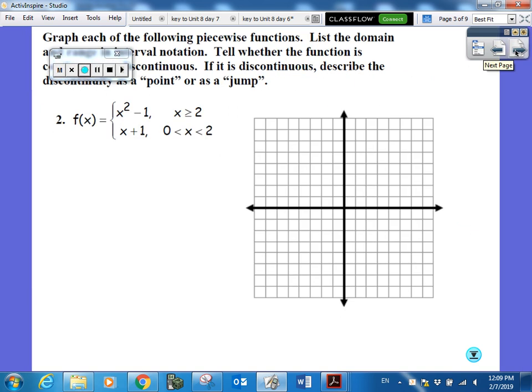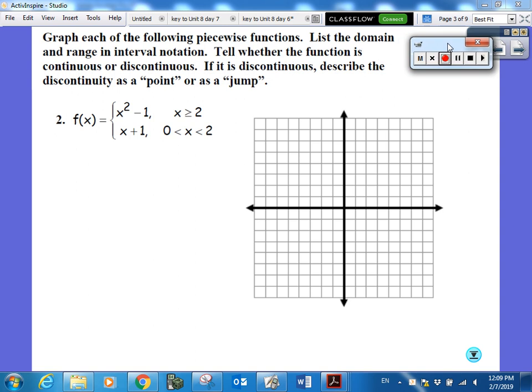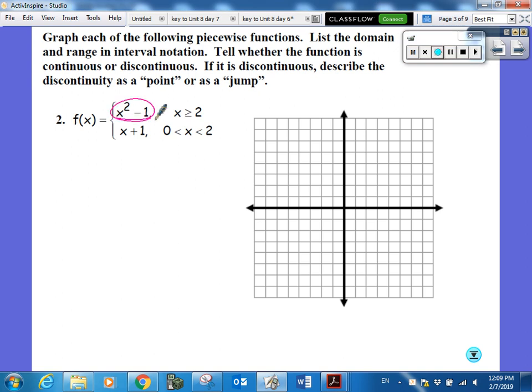All right, so now we are graphing. We're graphing parabolas and lines. Okay, parabolas and lines. Maybe an absolute value could be thrown in there, which is just 2 lines put together. All right, so we are graphing x squared minus 1, but only when x is greater than or equal to 2. So again, if you know what your parabola looks like, you can plot those points. If not, come over here and make a table of values.